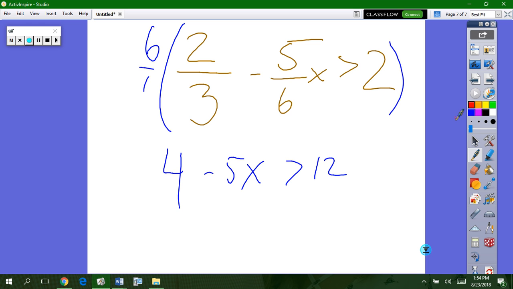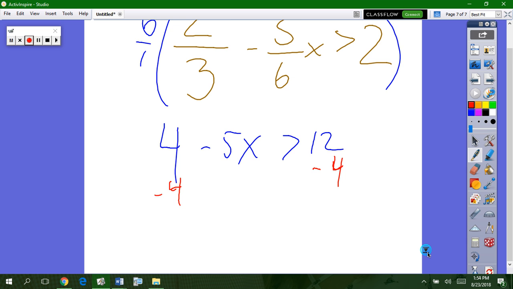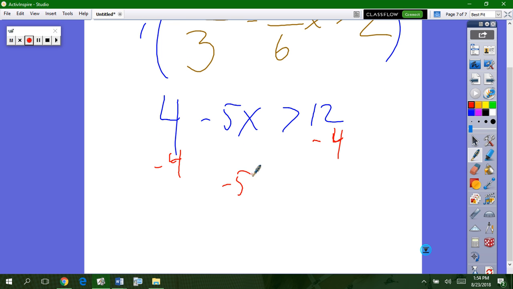Okay, so I'm going to subtract the 4. So negative 5x is greater than 8. Here we go. What do we see? We're going to be dividing by what? Negative 5. What does that do to our sign? Flips it.